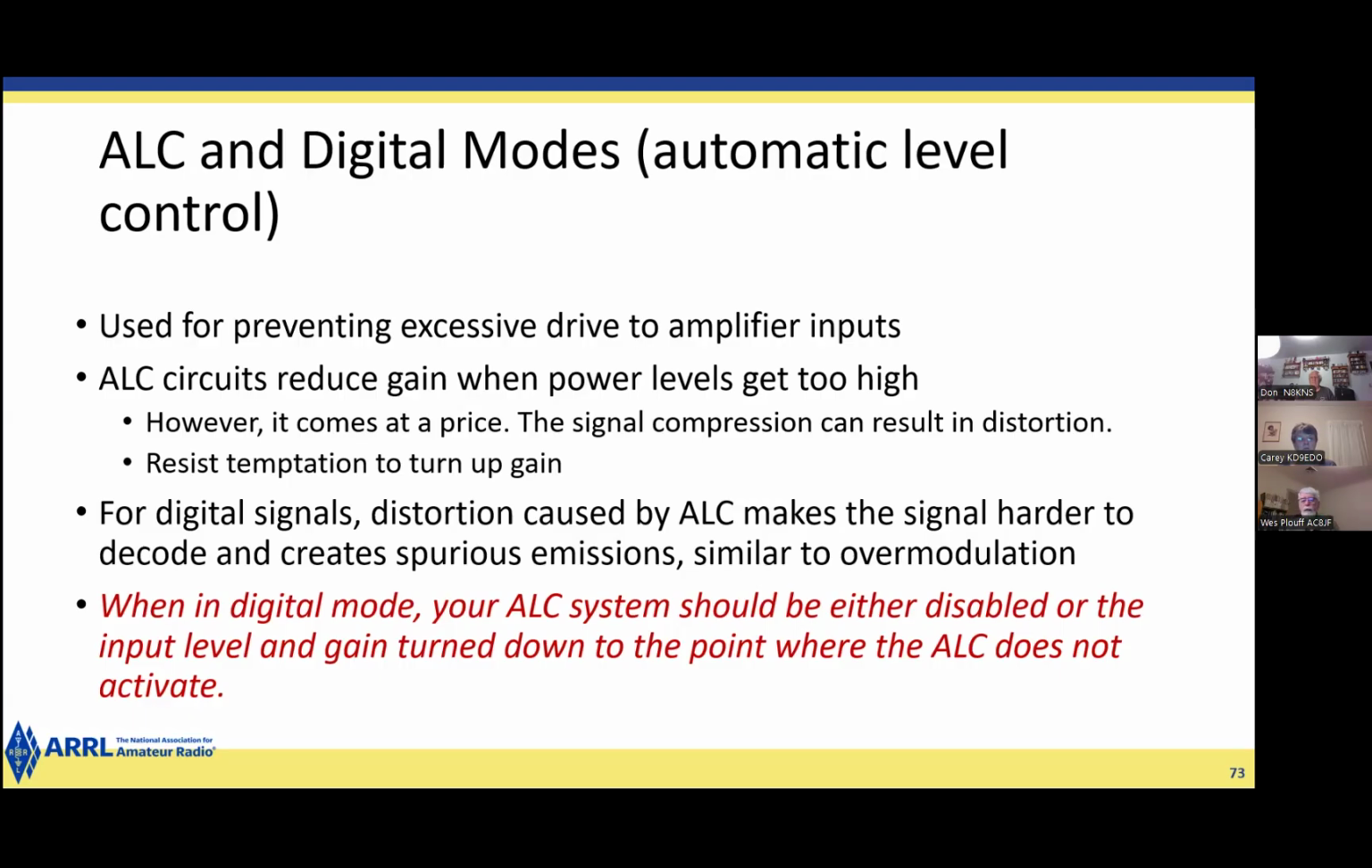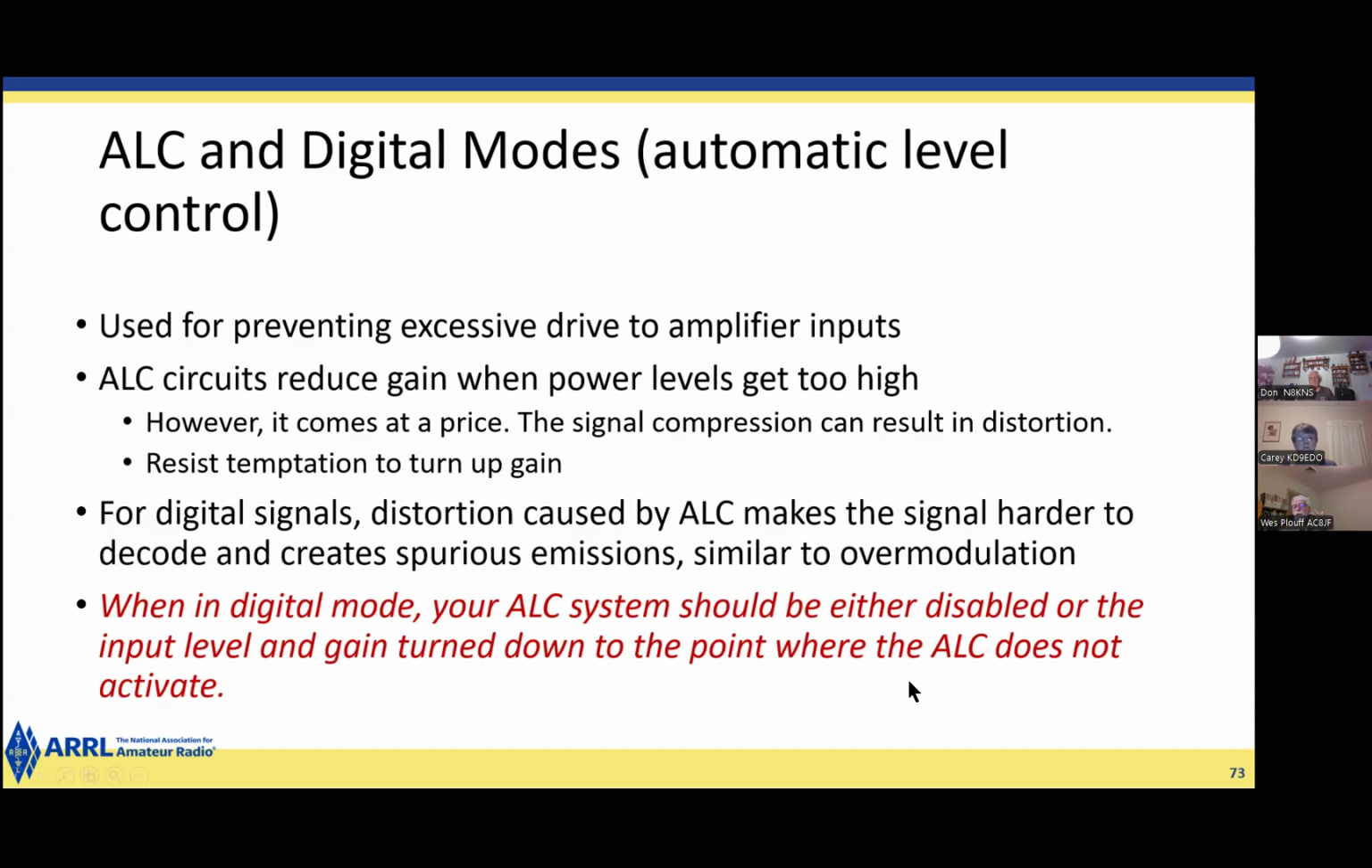So when you're running a digital mode, you turn off compression, you turn off voice compression, and you either turn off the ALC or you adjust the audio level so that the ALC meter needle doesn't move or it just barely moves, and that means that ALC is not turning on and potentially causing distortion to your signal.